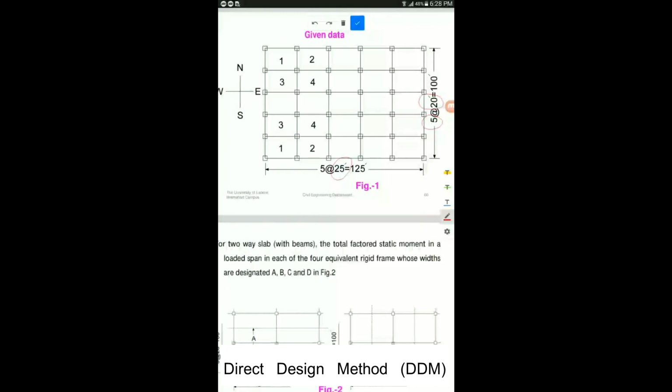Both axes, x and y, have the same number of bays or panels, like 1, 2, 3, 4 and 5, with 25 feet center to center. This is 25 center to center, again 25, again 25, and the total makes 125 feet on the x-axis. When you calculate 5 at 20 feet, it means 5 bays along the y-axis at center to center spacing of 20 feet. Like here the distance is 20 feet, so 20 multiplied by 5 gives a total of 100 feet.